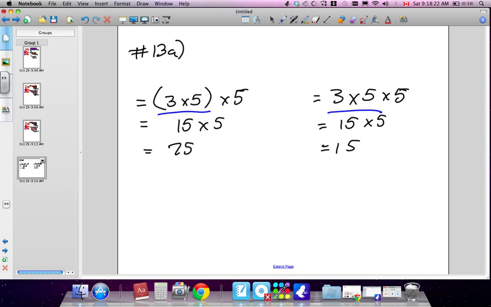So we did one without brackets and one with brackets. Did this expression need brackets to get to this answer? 75. Did we need brackets? No. So in question A, do we need brackets to solve this? No, it didn't make a difference, because technically we're just going from left to right. Do you want to solve the next one together?